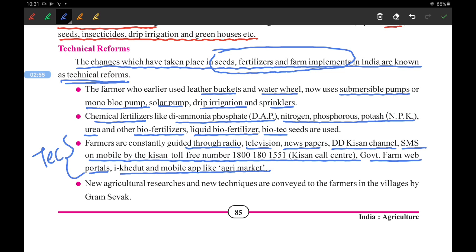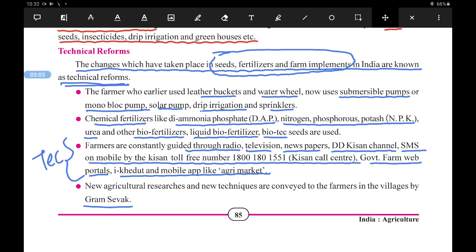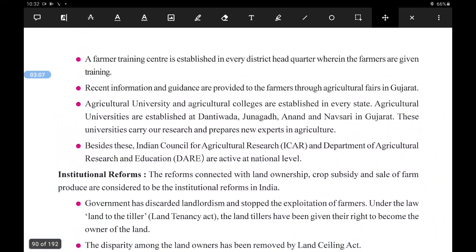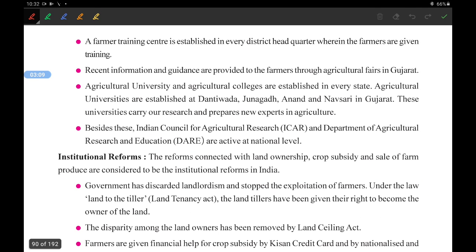New agriculture research and techniques are conveyed to the farmers in the village by the Gram Sevak. Gram Sevaks are government people who are dedicated to helping farmers get better crops. Also, a farmer training center is established in every district headquarters where farmers are given training. See, recent information and guidance are provided to farmers through agriculture fairs, what we call Krushi Mela.